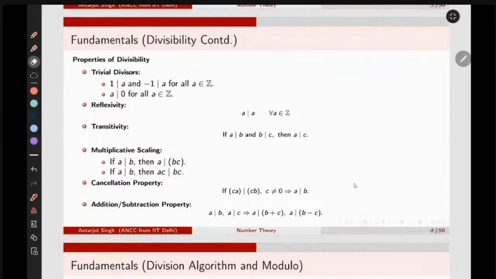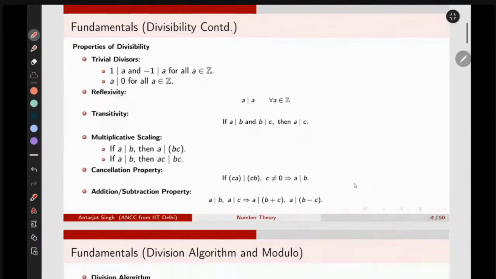And obviously you can scale the number and cancel the number. If A divides B and A divides C, then A also divides B plus C and A also divides B minus C. It's very obvious.